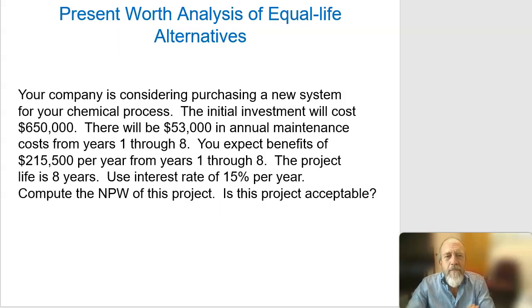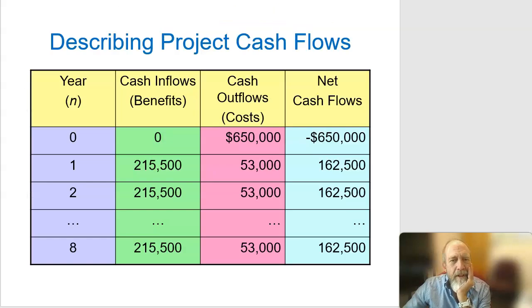So let's look at something here. Let's suppose your company is considering buying a new system. It's going to cost you $650K. Now, years 1 through 8, it's going to cost you $53K in maintenance, but you're going to make some money off of this, $215,500 in years 1 through 8. Now, looking at this project, say the lifespan is 8 years, it might be longer, might be shorter, but it's a lifespan of 8 years. Is this worthwhile? Well, let's look at some of the ways we can do this, calculate the net present worth.